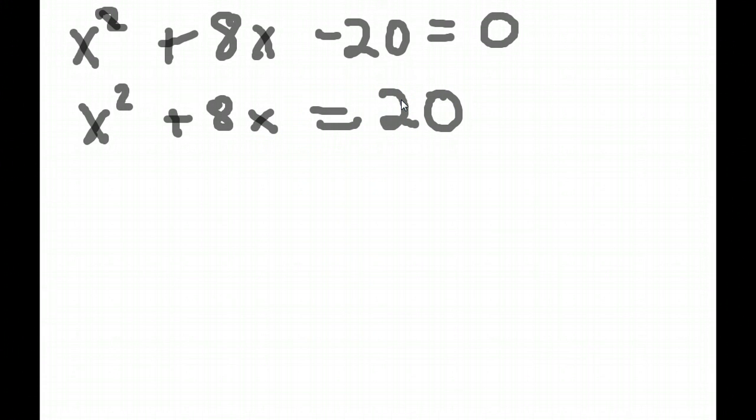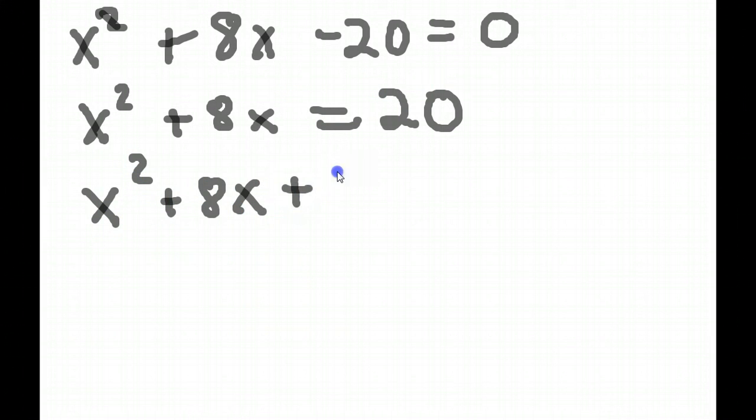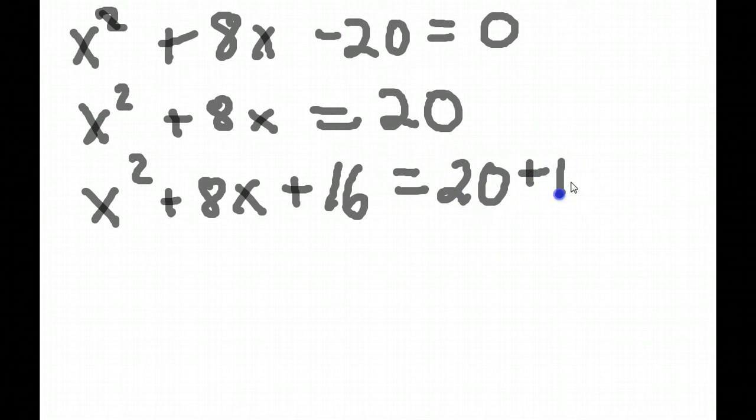Now we have a blank C term on the left. We don't have a C term there. So then we go through our steps. We take our B term, divide it in half. So what's our B term divided in half, if we have x squared plus 8x? 4. Okay, then we square that, and that gives us our C term. 16. Because now we have x squared plus 8x plus 16 equals, and remember what you do on the left, you have to do on the right, so then you get 20 plus 16.